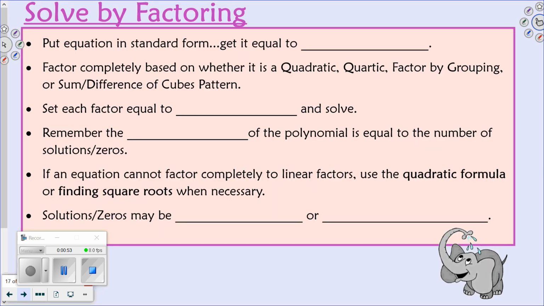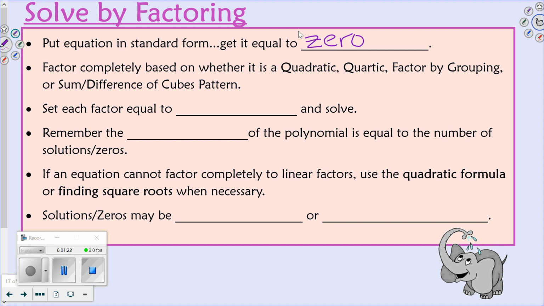All right, so solve by factoring. We're going to still factor, but now we're going to actually solve. We're going to have equal signs in there. So first thing, put equation in standard form. You want to get it equal to 0. Then you will factor completely based on whether it's quadratic, quartic, factor by grouping, or sum and difference of cubes pattern. So all the stuff we worked on yesterday, you got to figure out which one it is. You're going to factor it completely.